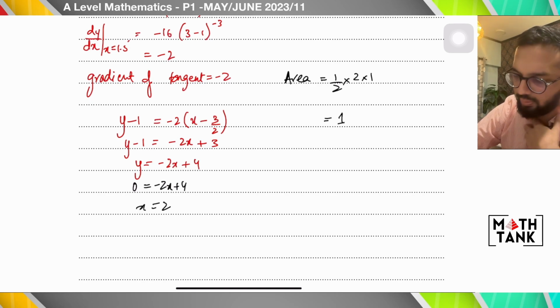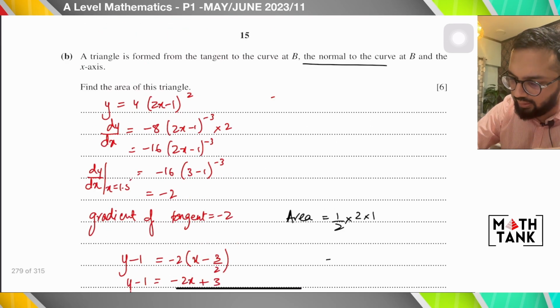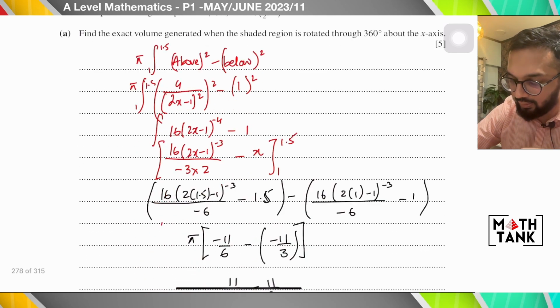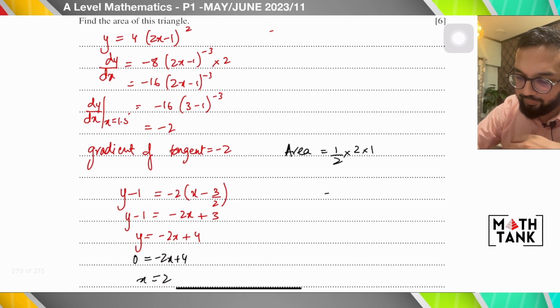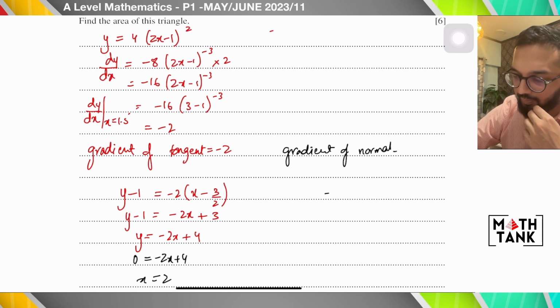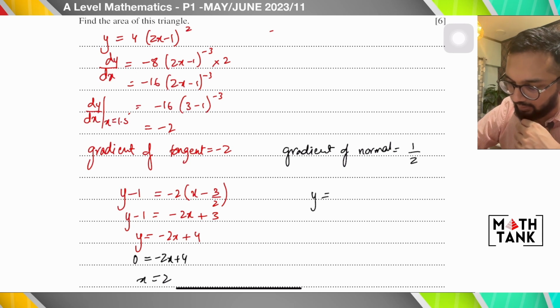So what is the height? Okay, I can't be absolutely sure that this was touching at 0. Oh, okay, I need the normal then. Let's just find the normal. Equation of normal: y minus y1 equals m times x minus x1.